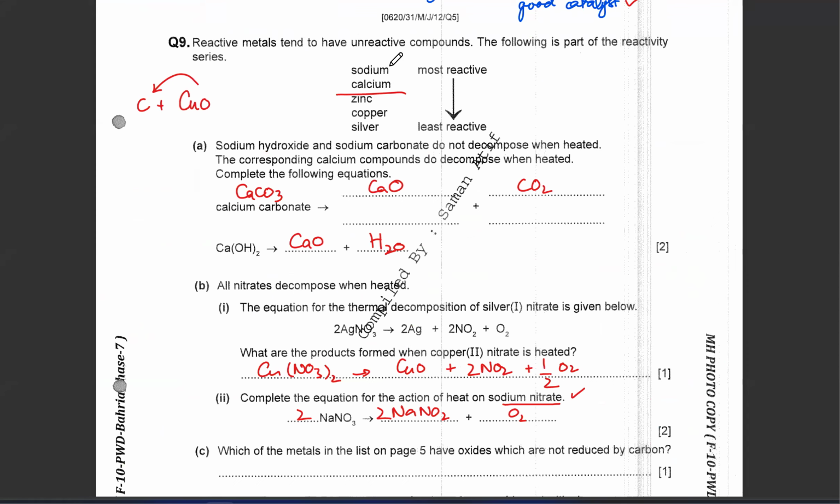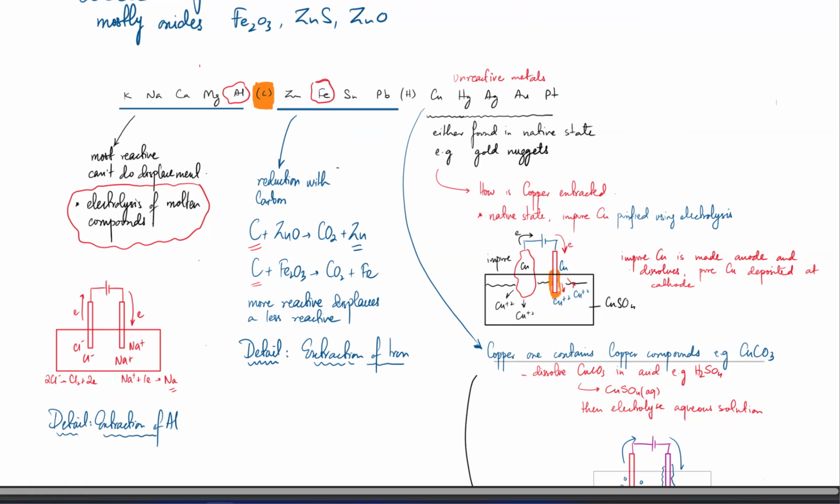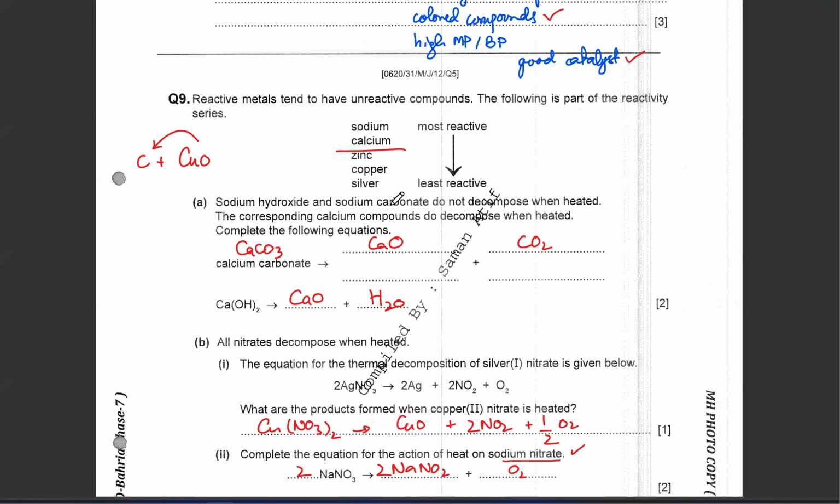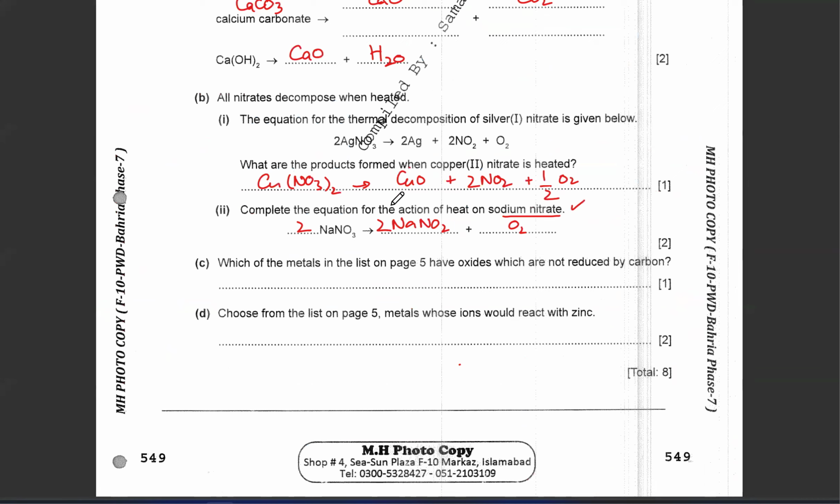But the top ones, sodium and calcium, are way more reactive than carbon. So carbon will not be able to take away oxygens from them. So write the list: zinc, copper and silver.